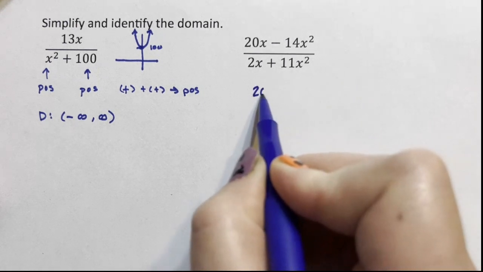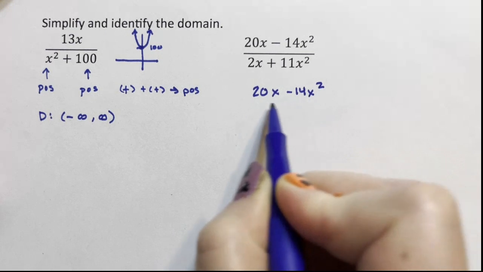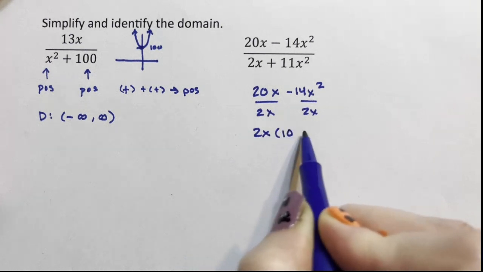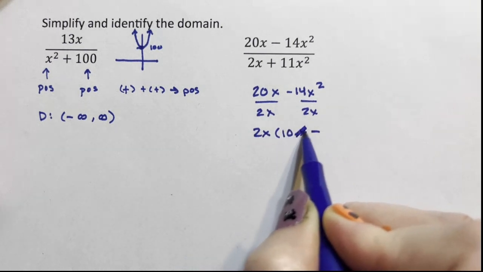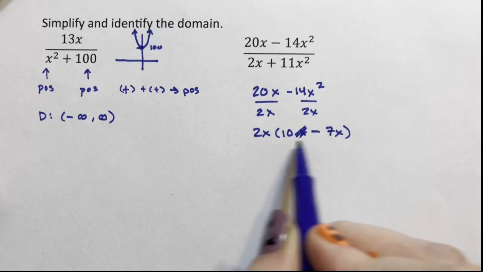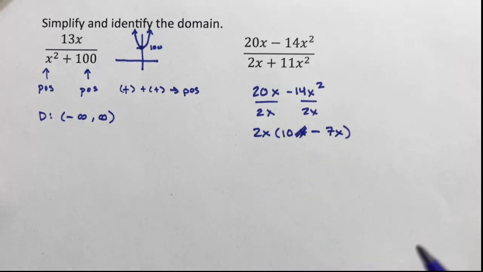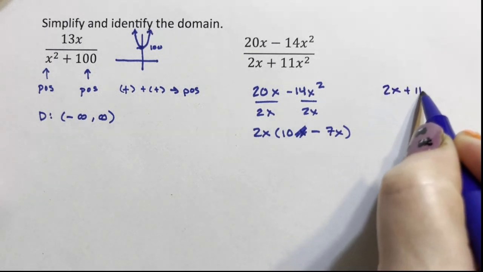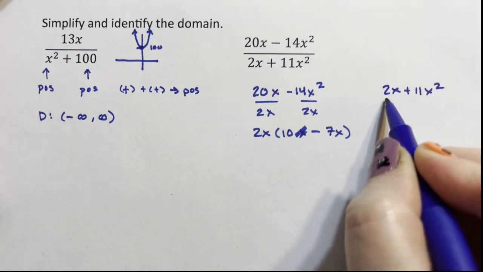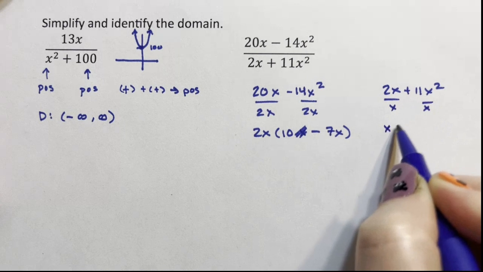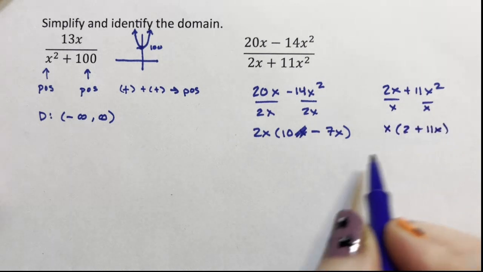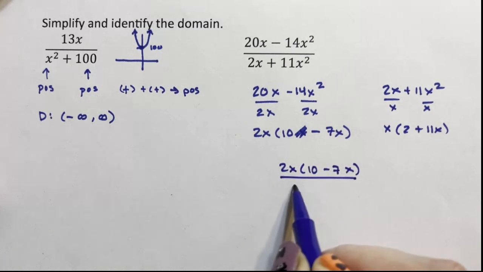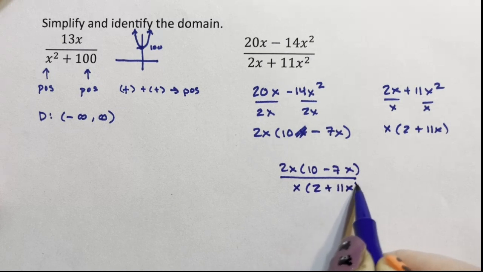If we look at 20x minus 14x squared, I notice that both the terms have a 2x in them. If I pull out a 2x, I'm left with 10 minus 7x. 10 minus 7x can't be factored or reduced anymore. If I look at the denominator, 2x plus 11x squared, and I pull out, this time I can only pull an x out of both of these, I'm left with 2 plus 11x. So if I put it all together, I have 2x times 10 minus 7x over x times 2 plus 11x.